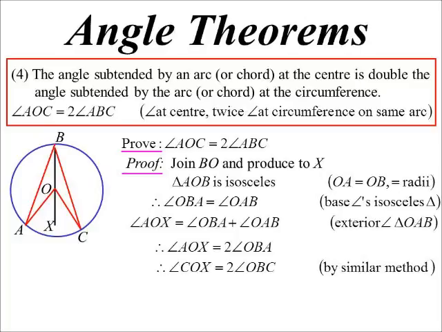I would have said triangle OBC is isosceles, and then I would have said, therefore OBC is equal to OCB, and then I would have gone, well, therefore COX is equal to, and so it would have been exactly the same steps, just with different angles. So it's fair enough to say, by a similar method. So it's exactly the same technique, just using different angles. And that's perfectly fine. So I've said AOX is 2OBA, COX is 2OBC. If I add them together, then I get, well, AOC is twice ABC. So there's our proof.